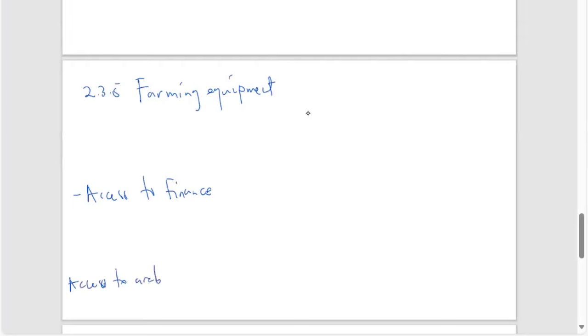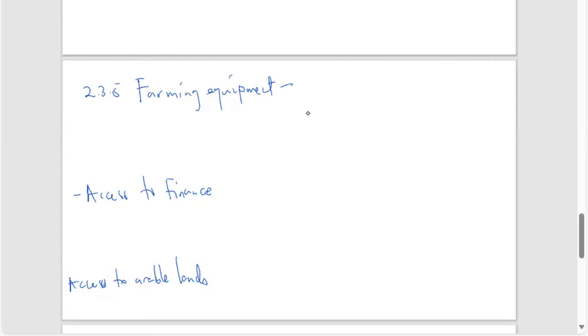Our first typical challenge is farming equipment. Then our other typical challenge is access to finance. Then our other challenge is access to arable lands. So farming equipment, we are saying, how is it going to impact? How is it going to ultimately lead to a negative impact on food production?